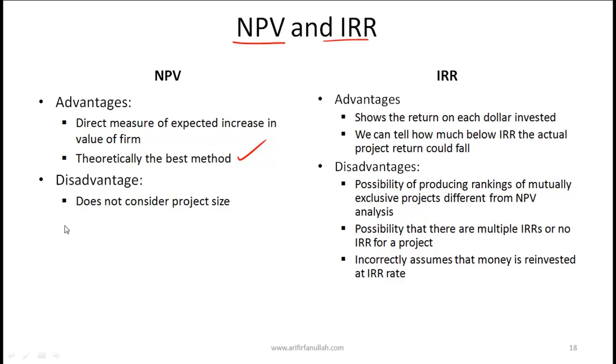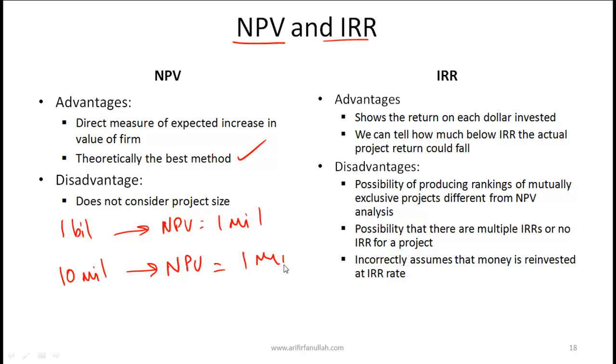The point here being, let's say you invest $1 billion and you have an NPV equal to 1 million, versus you invest 10 million and here also the NPV is equal to 1 million. So NPV analysis will imply that both these projects are equally good. However, from a return perspective, clearly if you can make 1 million on a project where your investment is 10 million, from a profitability and return perspective, this project seems much better.